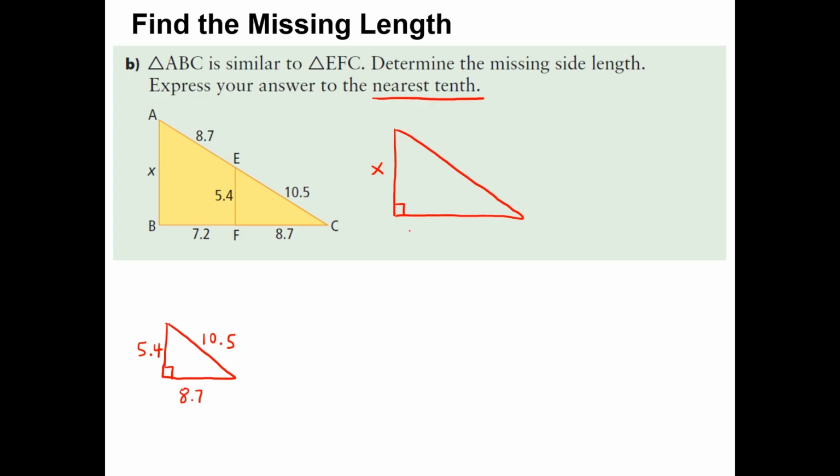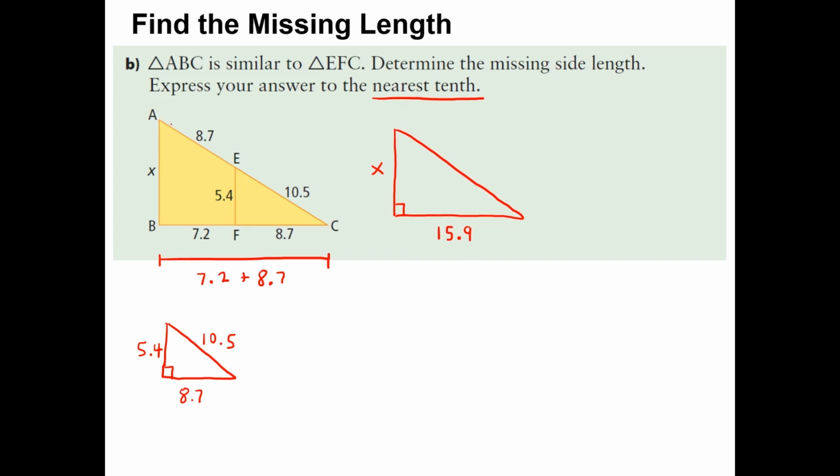This here is a combination of 7.2 and 8.7, right? So if I wanted to find the entire length of my big triangle, I simply would write 7.2 plus 8.7, right? So in this case, if I do that, I am going to get 15.9 to represent the entire bottom length here, or the base.